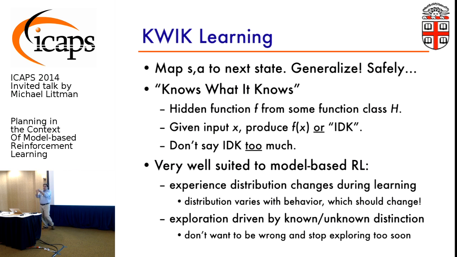So those are the constraints now. We want an algorithm that, if it can't make an accurate prediction, says I don't know, but each time it does that, it had better learn something, because there's going to be a bound on the number of times it's allowed to say I don't know. All right. So if we could solve this, and I haven't said how we would do this yet, it's very well suited to model-based reinforcement learning.